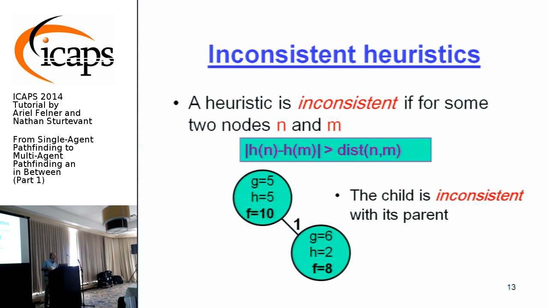Yes? G is the true distance from the start to the current node. I think the correct definition should be the best known path currently from the start to the current node. Okay? No. The best currently known, yes. Okay.